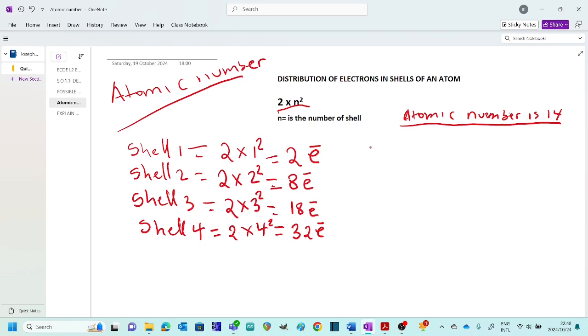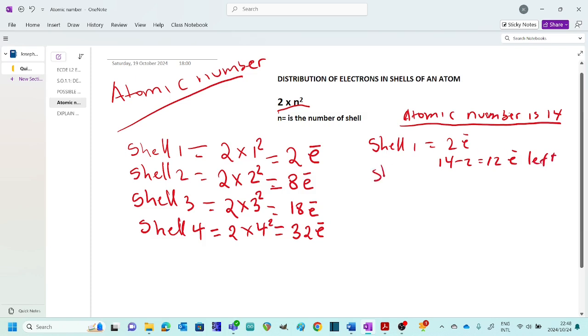If we follow these calculations, we're going to know that shell 1 is supposed to have 2 electrons, according to the calculations we've done here. So if we have 14 electrons to distribute and shell 1 already takes 2 electrons, how many electrons do we have left? We're going to do 14 minus 2, right? So we have 12 electrons left.